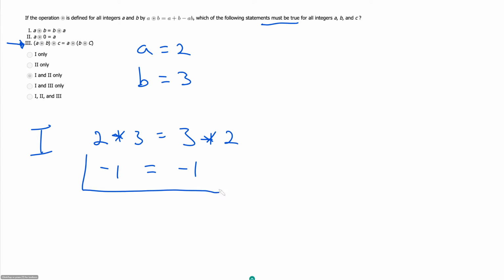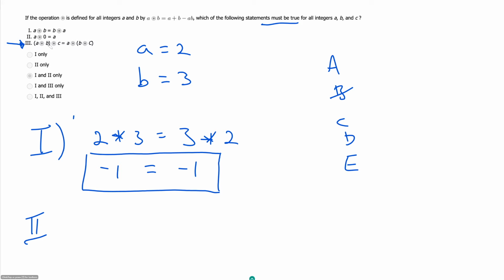And this is what happens sometimes. What you would hope would happen when you're testing numbers is that you test numbers and then you see the algebra. I can see from plugging in these numbers that a star b will always be equal to b star a, and therefore I can confidently say statement 1 must be true. So I can eliminate any answer choices that don't contain statement 1, and fortunately it looks like only one choice, B, is out.